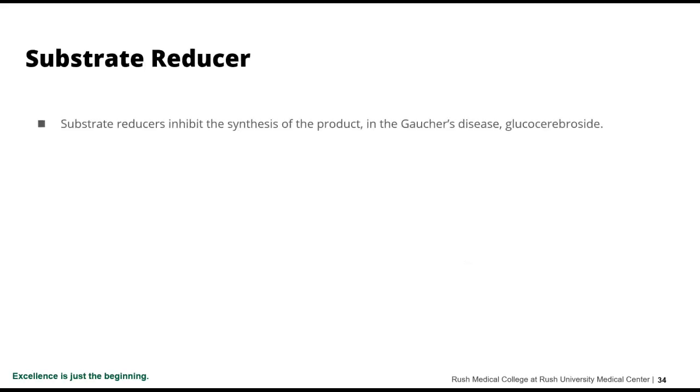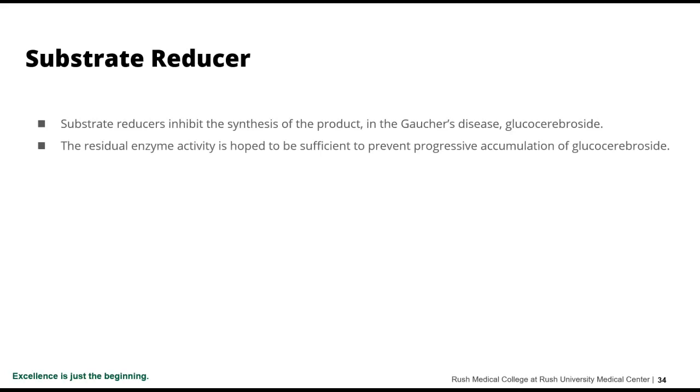Now, the only people I actually have on enzyme therapy now are kids, because substrate reducer has not been approved for children, and yet it's the standard of care for adults. A substrate reducer inhibits the synthesis of the product, glucocerebroside. So if you can't break down as much, don't make as much. It decreases the amount of this thing that we can't get rid of, and hopefully the residual enzyme is sufficient to prevent progressive accumulation.